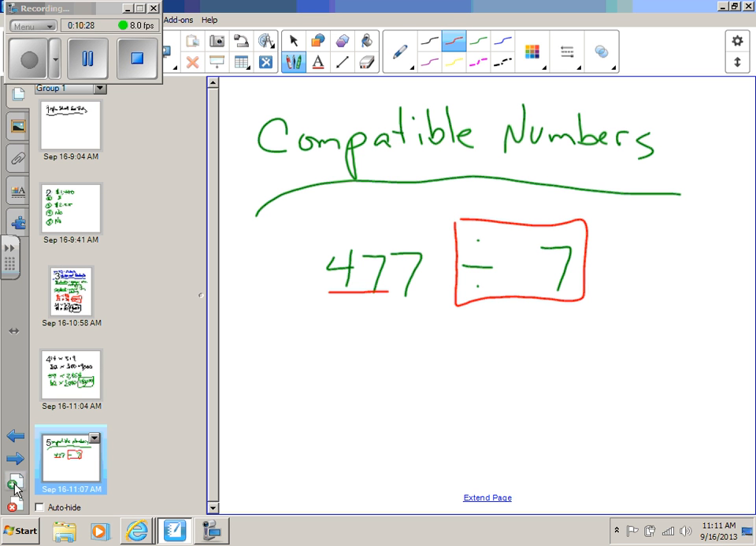Think of your 7s. 7, 14, 21, 28, 35, 42. Which one is closest to 47? 49. 49 is how many away from 47? And 42 is 5, right? So this one's just a little bit closer. So we're going to use the 49, but I still have an extra place here, so what am I going to use there?